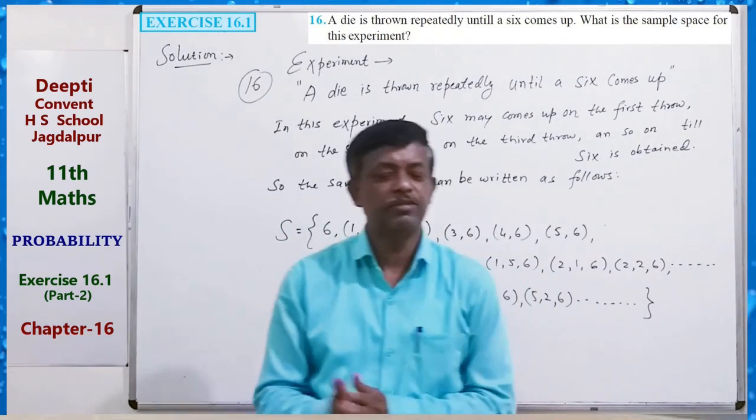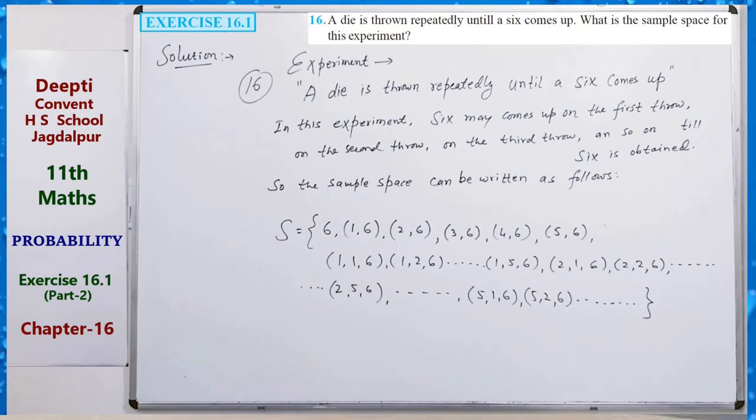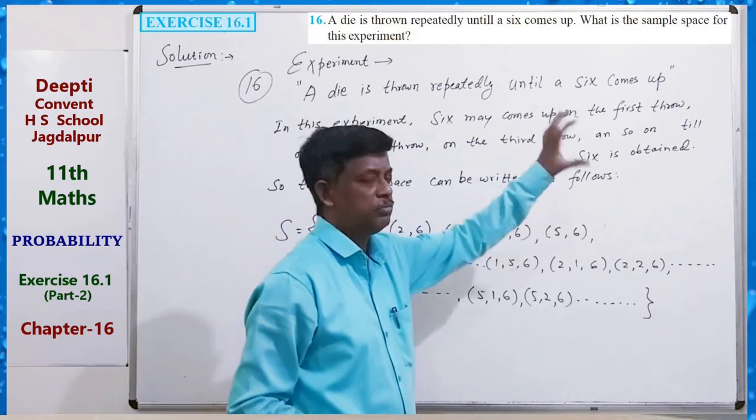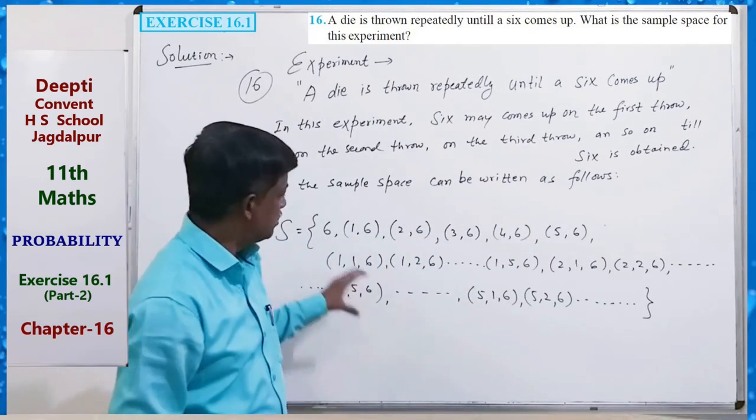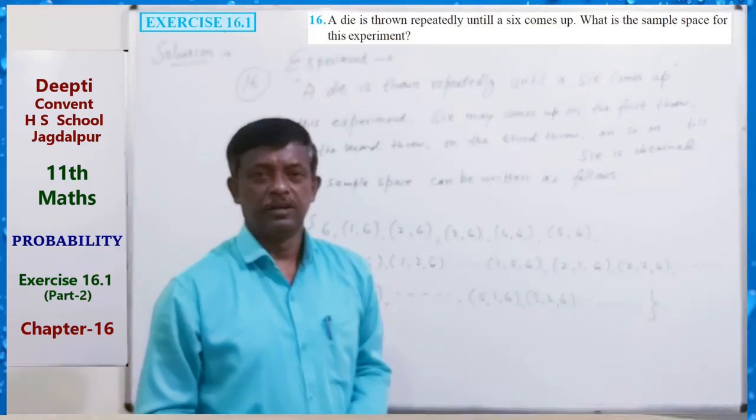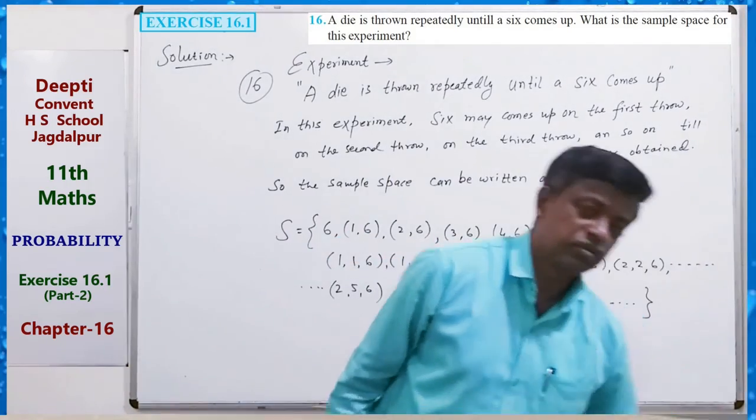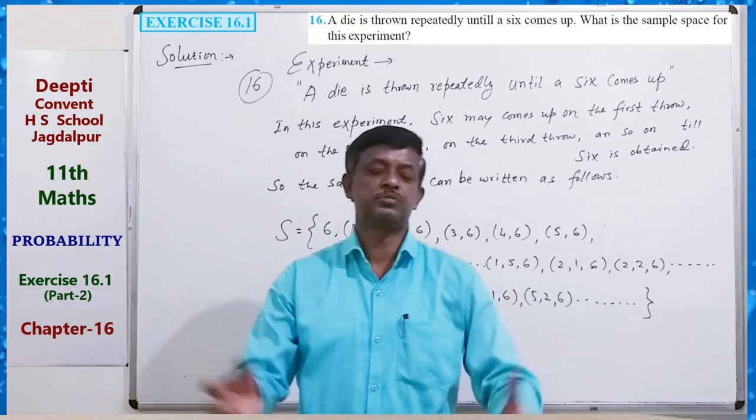So in this way you can write the sample space for any type of event, just by denoting the first outcome as a symbol and then writing the sample space. Try to solve some questions also from the reference book.